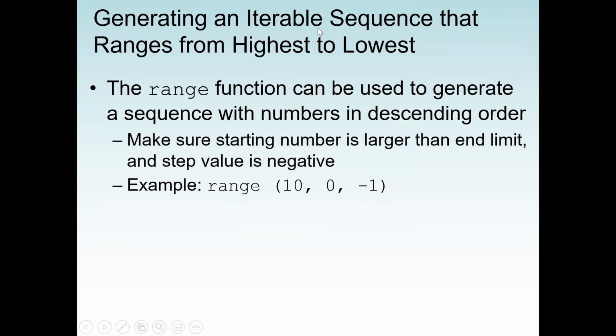Now, generating an iterable sequence that ranges from the highest to lowest. Previously we did lowest to highest, which is easy. I can use only one argument: if I use 10, then I'll go up to 9 in sequential order. But if I want to go in decreasing order, then we have to have the third argument, the step value. For example, here we have range 10, 0, -1, which means we are starting from 10, and -1 means we are going to reduce by 1. So it will go 10, 9, 8, 7, up to 1.